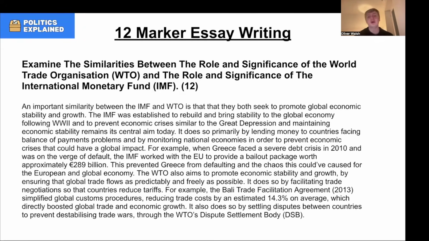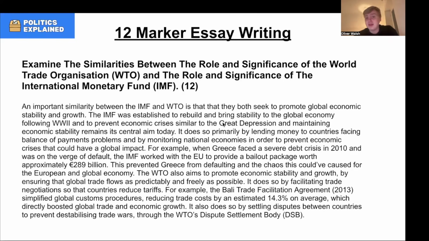So to give you an example, examine the similarities between the role and significance of the World Trade Organization and the role and significance of the International Monetary Fund. So we start with a specific point of similarity. An important similarity between the IMF and WTO is that they both seek to promote global economic stability and growth. Clear point. We're then going into the first one and explaining it for the IMF.